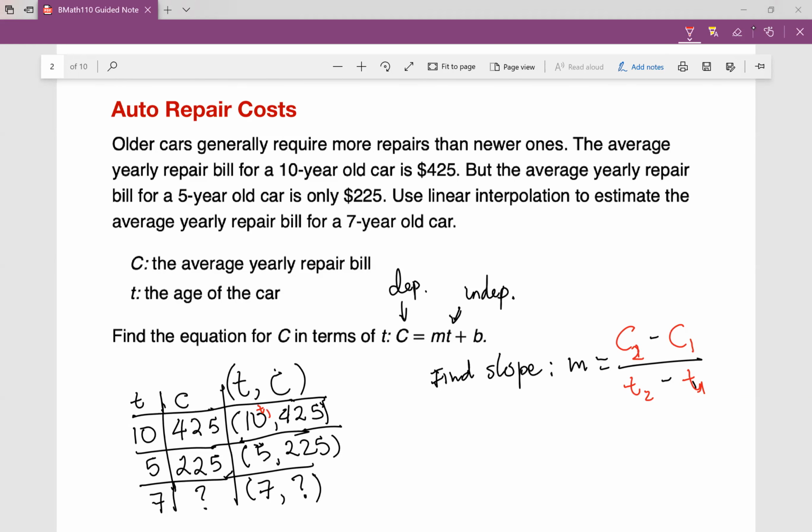All right, so plug in. I have slope is going to be equal to 225 minus 425 divided by 5 minus 10. And what do I have now? Use your calculator, and you should have 40 as the answer.